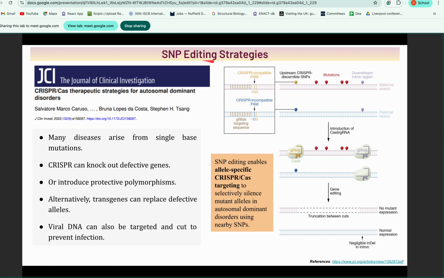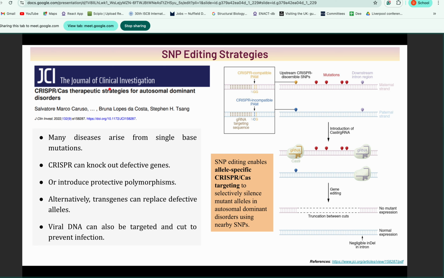Now we'll talk about SNP editing strategies. SNPs are single nucleotide polymorphisms. In our genome, we all know that all human genomes are nearly similar. We are 99% identical. There is just 1% which is different between different people. So there are some SNPs which are variants present in the population. Some variants are just normal, whereas other variants can be disease causing.